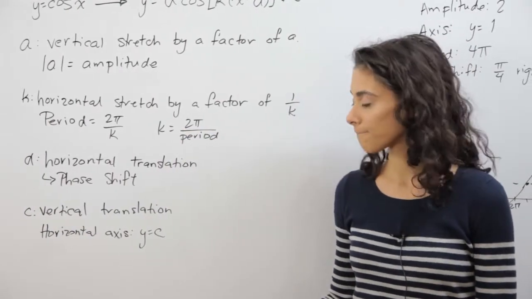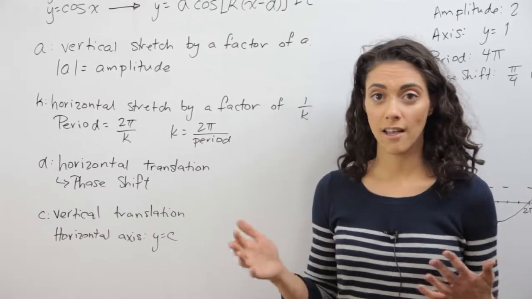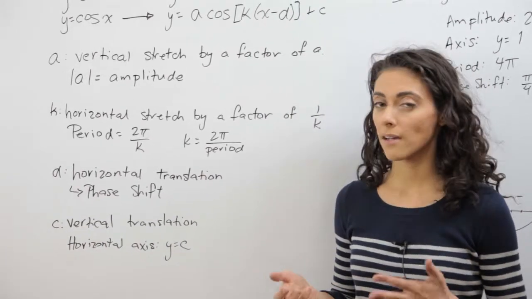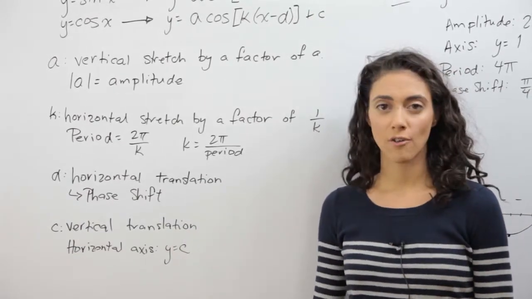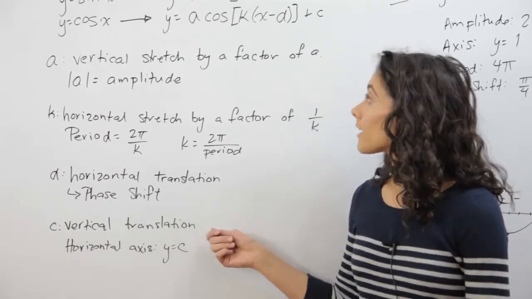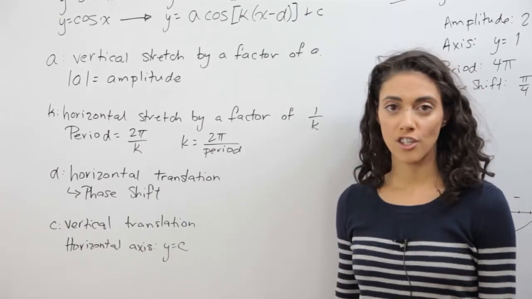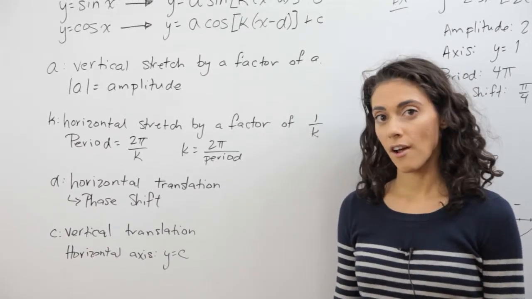The d value, remember, is simply a horizontal translation side to side in the opposite direction than we expect, minus to the right, plus to the left. We give it a special name for sine graphs and cosine graphs. We call it the phase shift, just a special name. Finally, the c value is your vertical translation, up and down, no different, but it also gives us an important feature of a sine graph or cosine graph.